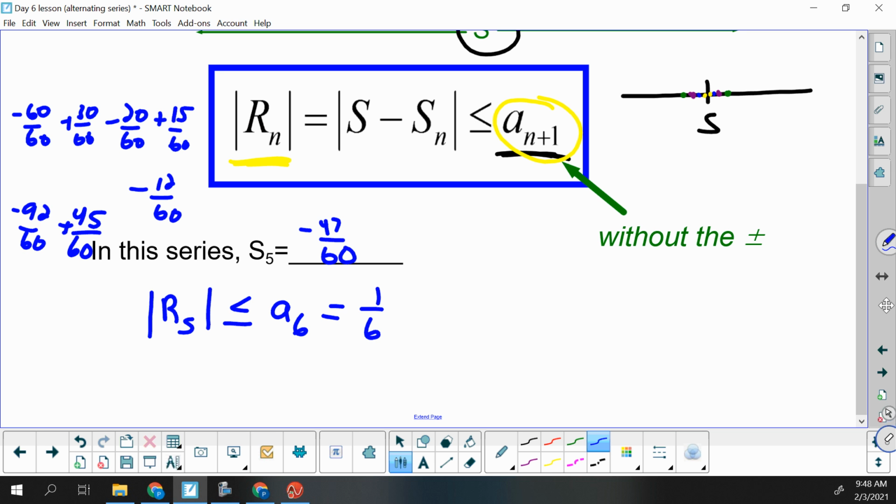So really what we know is that if you have your infinite sum here, it has to be between negative 47 sixtieths minus 1/6 and negative 47 sixtieths plus 1/6. And it's one of those options because we did the absolute value. So when you do an alternating series error, you know your remainder is less than or equal to the absolute value of the next term.